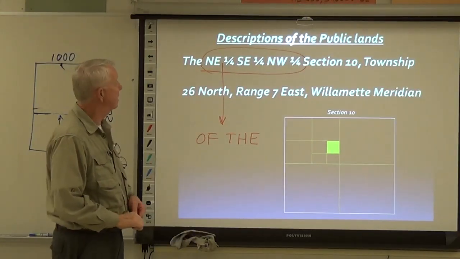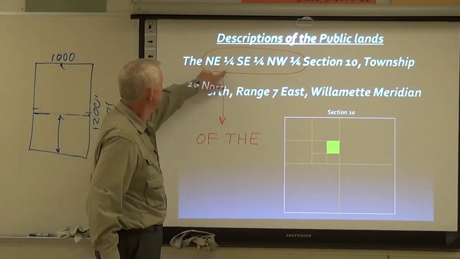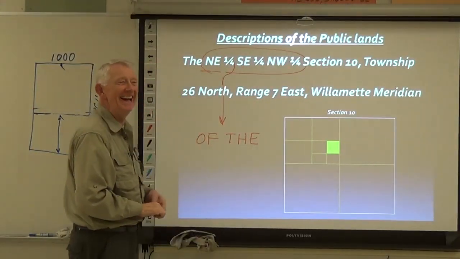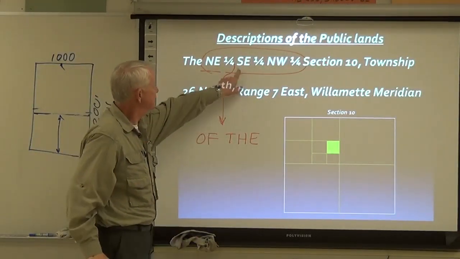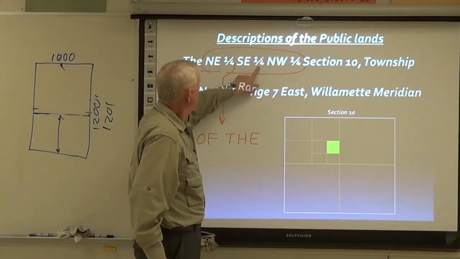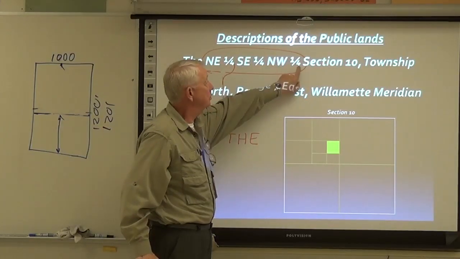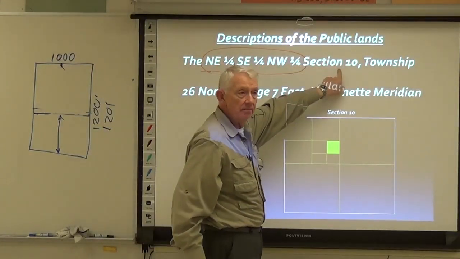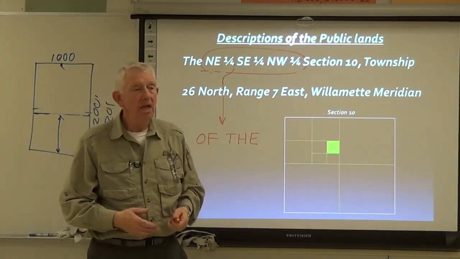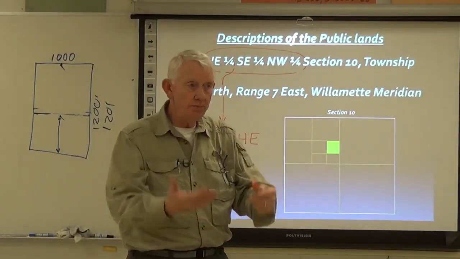So, if you're going to read this, the northeast quarter of the southeast quarter of the northwest quarter of section 10. Okay? No commas in there. Now let's take a look at what would happen if we just did put commas in there.